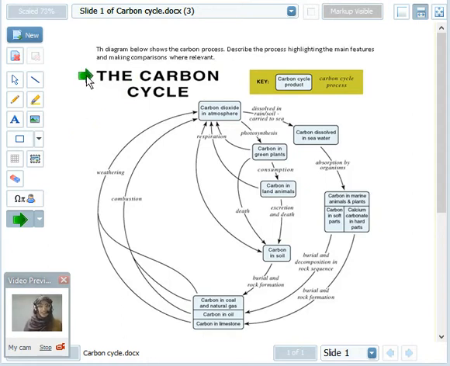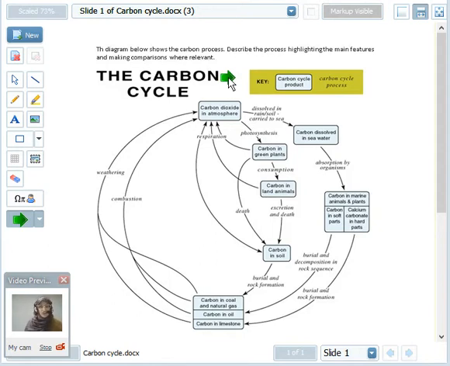This is the carbon cycle. There's a lot of information there, but one thing that we can see is, if we have a look at the key, it says carbon cycle product. So we can see that there are clearly how many boxes? 1, 2, 3, 4, 5, 6, 7. There are clearly 7 boxes. So these illustrate the carbon cycle products.